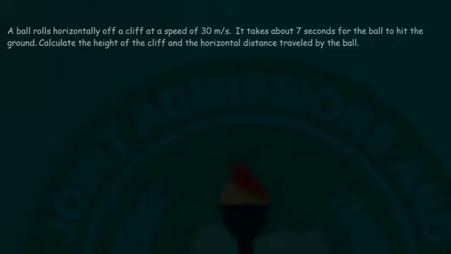A ball rolls horizontally off a cliff at a speed of 30 meters per second. Now it takes about 7 seconds for the ball to hit the ground. Our goal is to calculate the height of the cliff and the horizontal distance traveled by the ball.